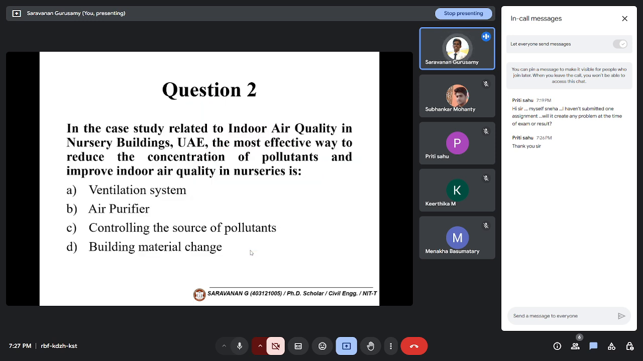In the case study related to the same indoor air quality in UAE, what is the most efficient way to reduce the concentration of pollutants and improve air quality in nurseries? They have proposed three strategies, right? One is controlling the source of the pollutant. Second is changing the building materials. Third is a proper ventilation system and installation of air purifiers. So these are all the systems they have proposed. Which has better efficiency to improve the indoor air quality?